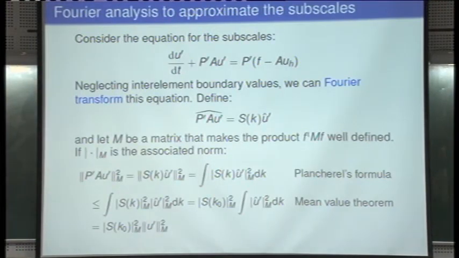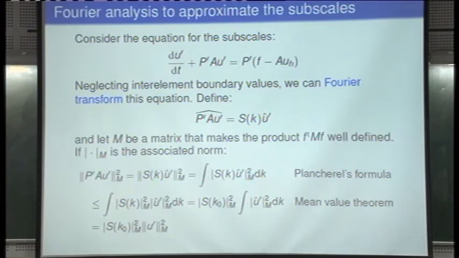So here's a simple description of the Fourier analysis that I have mentioned several times. For second order problems it is a little more involved, but for first order problems it is simpler to explain. So what is the idea? The idea is that we will Fourier transform this term, and that will lead us to a matrix multiplying the Fourier transform of u prime.